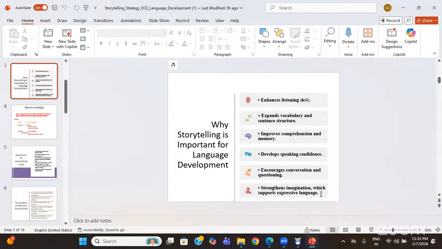Prospective teachers, please understand that story is not a time pass activity. It enhances listening skills. Now, before moving on to the next slide, I would like to narrate a very, very, very small story. Story in our own mother tongue. Okay? You can use both the languages.